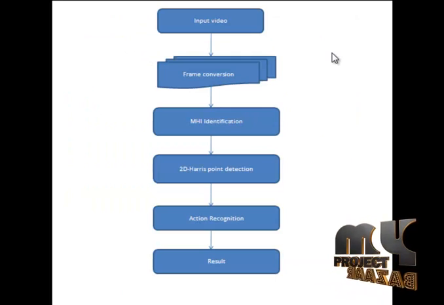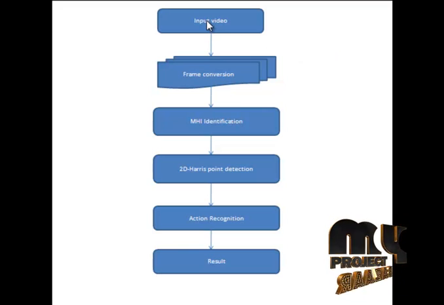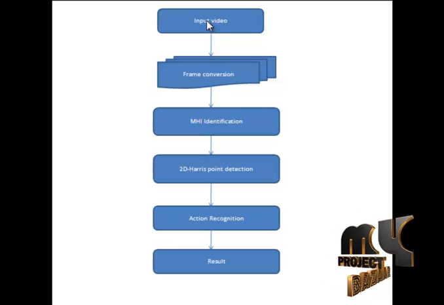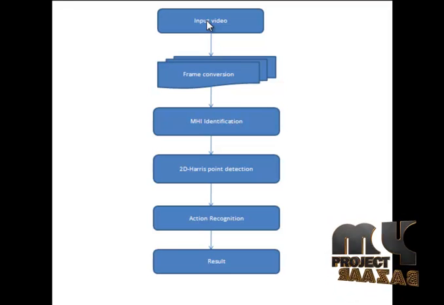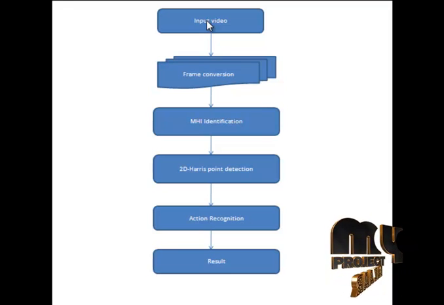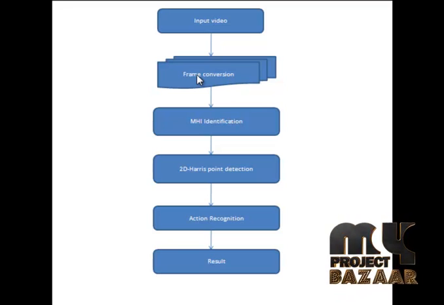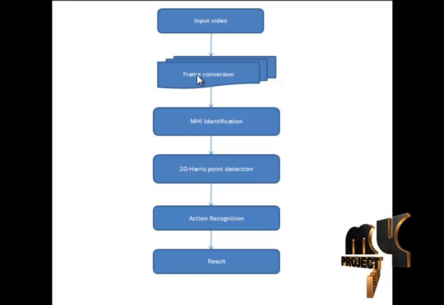This is the flow of our process. Here we have given the input video. The input video will be the crowded video. From the crowded video, we are going to identify the action. The input video will pass to the frame conversion. In this technique, we convert a video into frames.